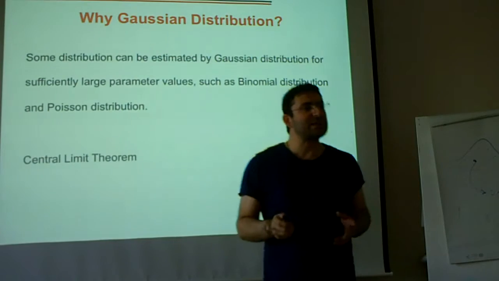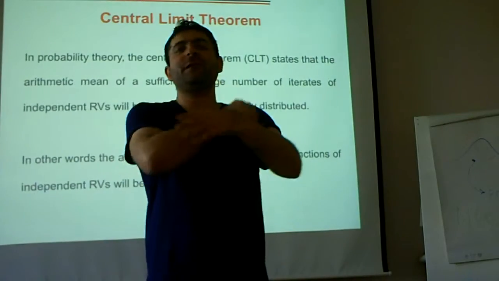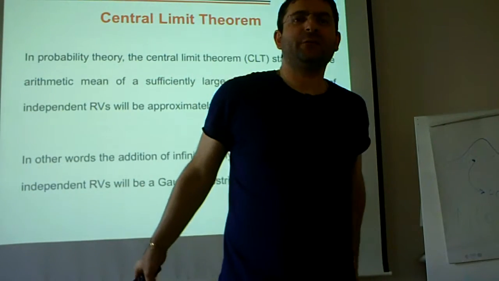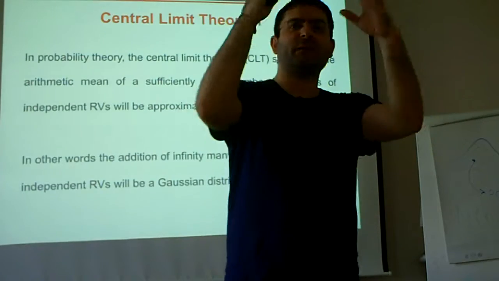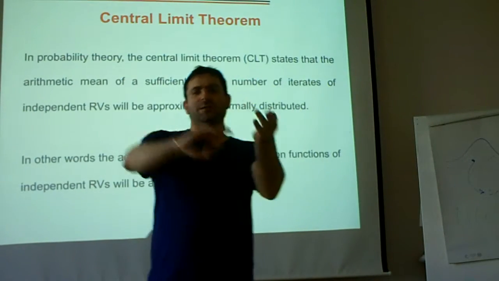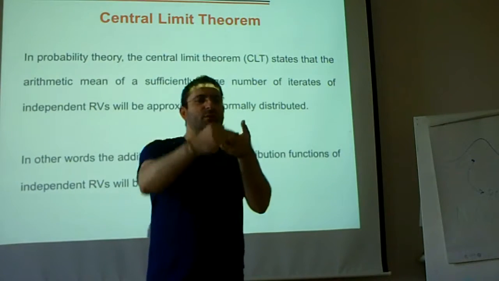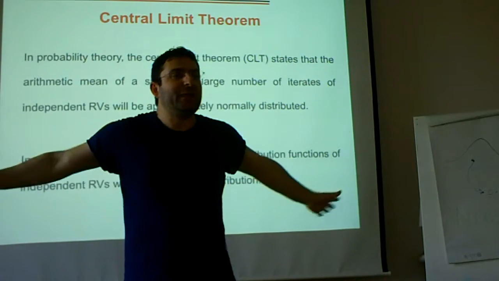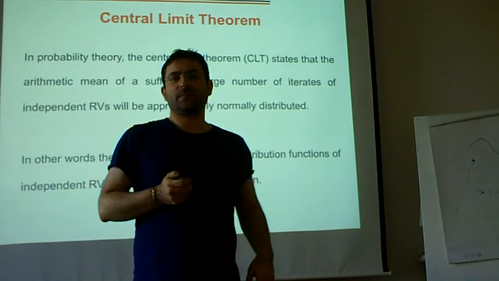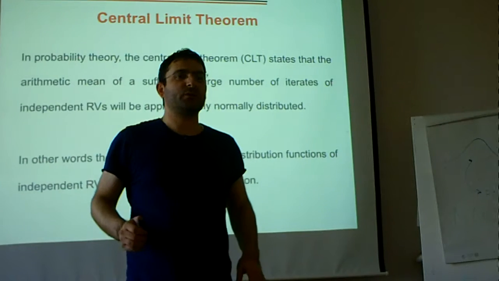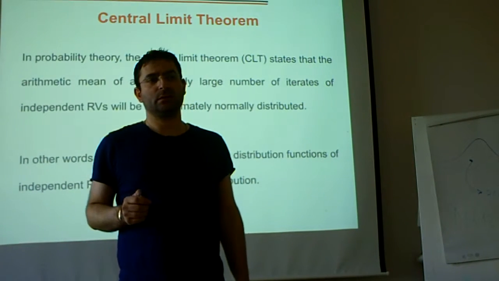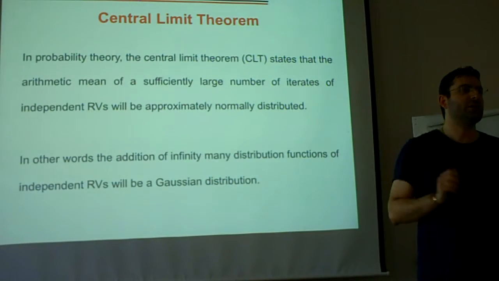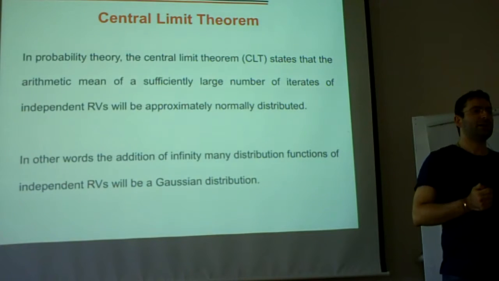The central limit theorem tells you that if we have infinitely many random variables, and each of them has a different distribution, such as binomial, Poisson, Gaussian, normal, or uniform, it doesn't matter, and we add all of these random variables, the result will be a Gaussian distribution. So the addition of infinitely many different types of distributions is a Gaussian distribution, and this is known as the central limit theorem.